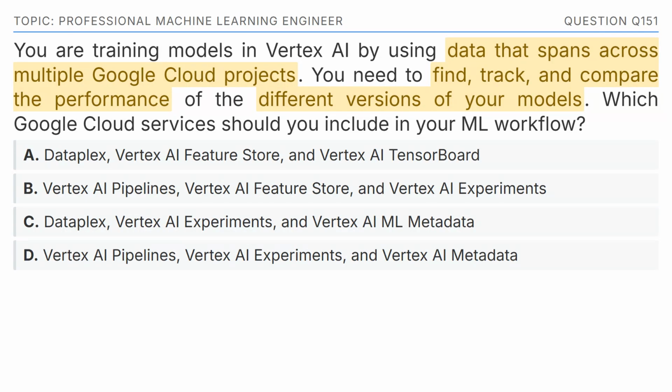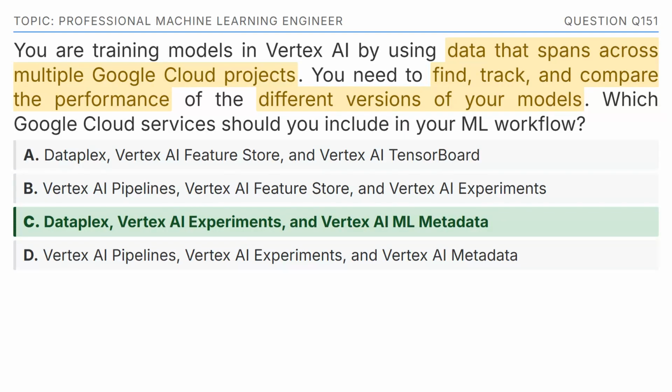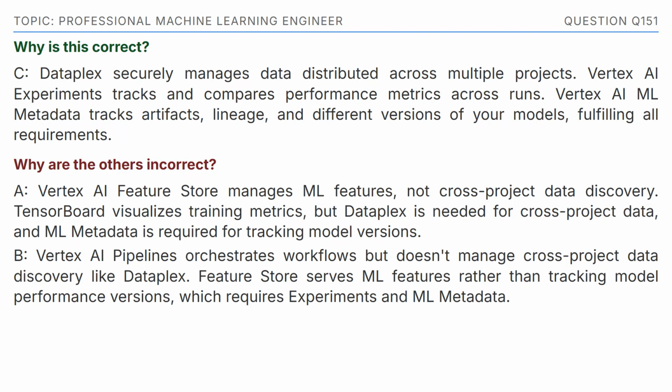To arrive at the correct answer, we focus on the keywords: data that spans across multiple Google Cloud projects, find, track, and compare the performance, different versions of your models. The correct answer is option C, Dataplex, Vertex AI Experiments, and Vertex AI ML Metadata. Why is this correct? C.